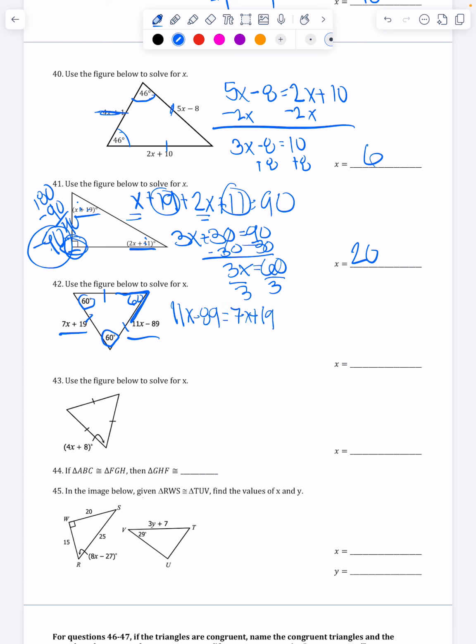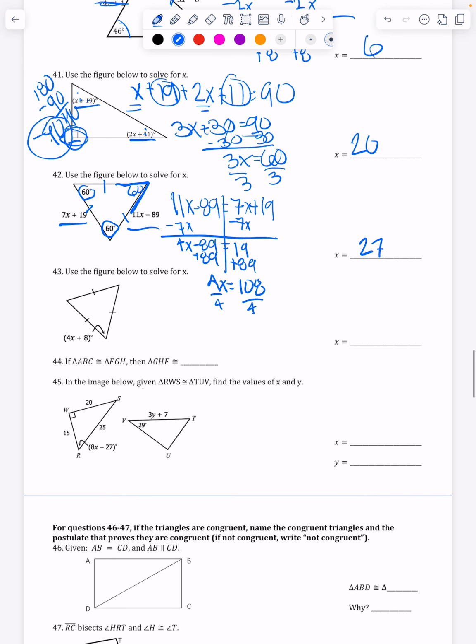Well, I'll subtract 7x from both sides, and I'll end up with 4x minus 89 equals 19. Then I'll add 89 and add 89, and I'll get 4x equals 108. When I divide by 4, I will get x equals 27.